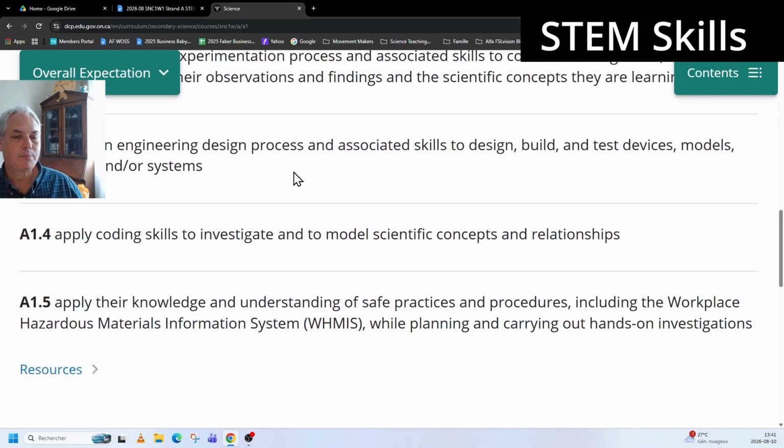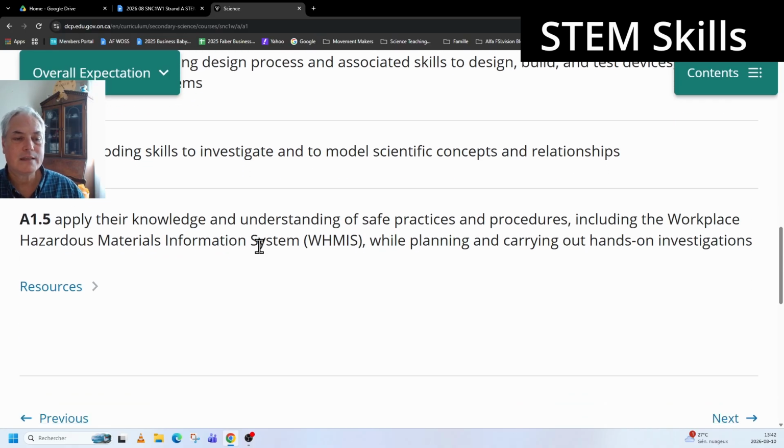The next one here is apply coding skills to investigate and model scientific concepts and relationships. So for this one here, my hope is to look at simulations, but also if we can find a way to do some coding skills with either blocks so they can achieve something specific, maybe even some vibe coding. We'll see how it goes, because I tried Claude coding this year, and they can come up with nice little apps in the HTML format that they can put into a website, and I think that could be fun for them. So this is something I'm going to try again this year.